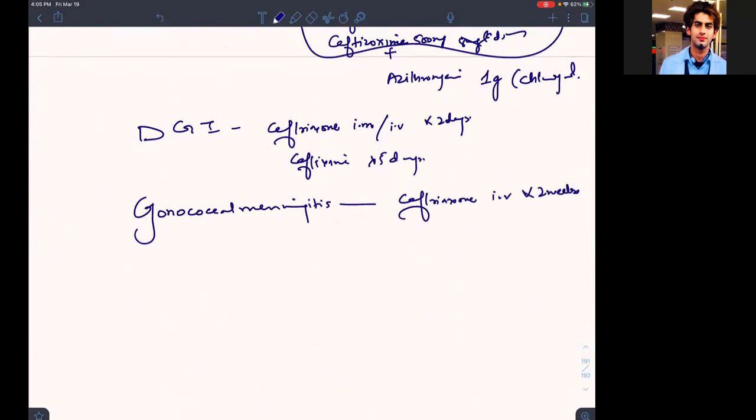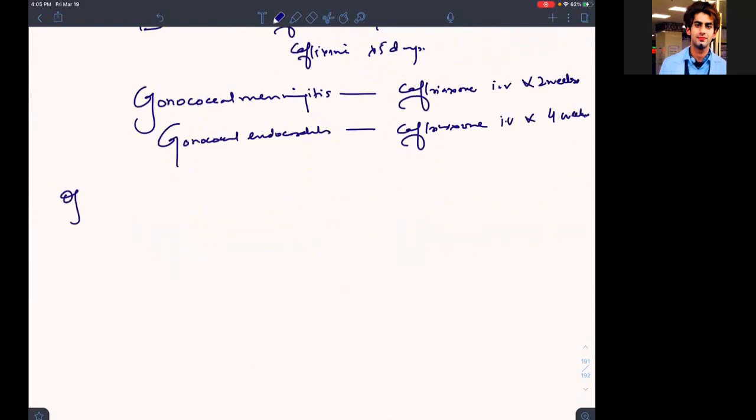If there is gonococcal endocarditis, same ceftriaxone IV for 4 weeks. Now, if the patient is a neonate with ophthalmia neonatorum, directly give a single dose of IV ceftriaxone. In babies, we have to give the drug according to body weight, so you have to give 25 to 50 mg per kg.